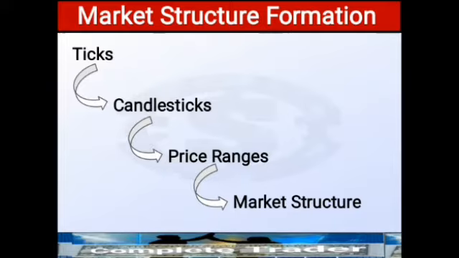So those ticks are what are now recorded. Those ticks are displaying the changes in price. You understand? Ticks are just the changes in price. Now those changes in price are recorded and presented to us in the form of a candlestick.